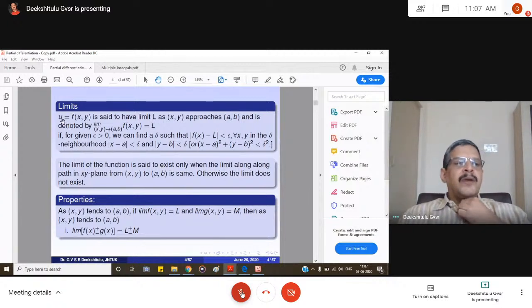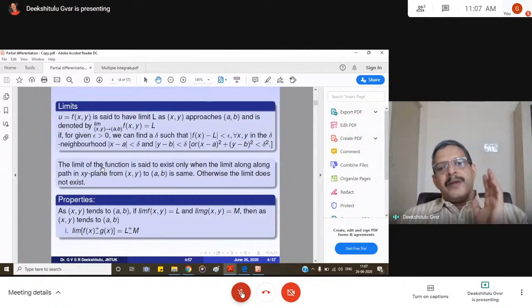Let us see. We say f of xy is said to have limit L as xy approaches AB, and it's denoted by limit xy tends to AB, f of xy is equal to L, if for given epsilon greater than 0, you can find a delta such that the absolute value of f of xy minus L is less than epsilon, in the neighborhood, so on and so forth. This is similar to how we defined limits for one variable. But the important thing is the procedural point, there are a lot of changes there. We have to be very careful. Here, mind you, you have to be very careful.